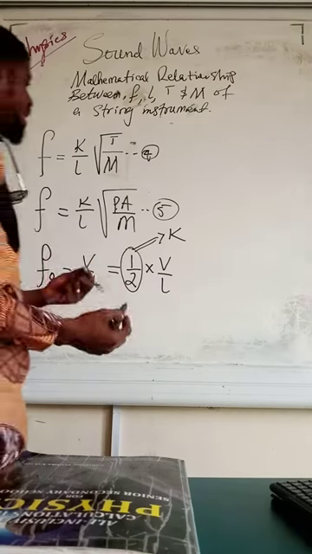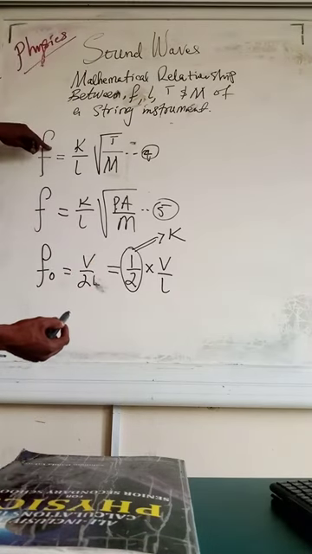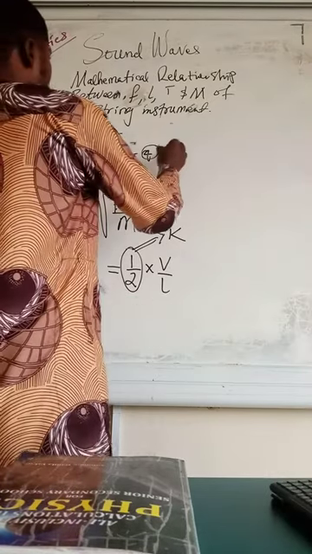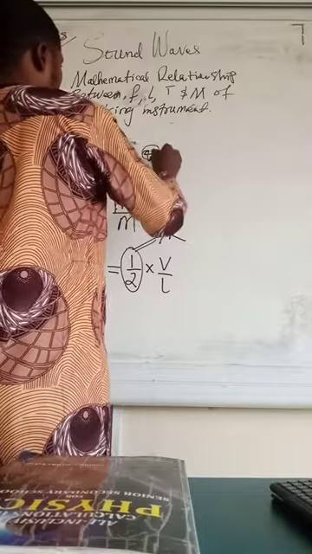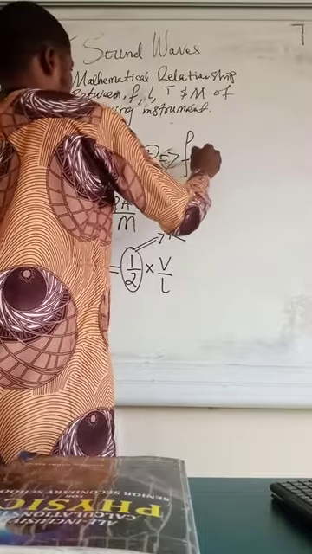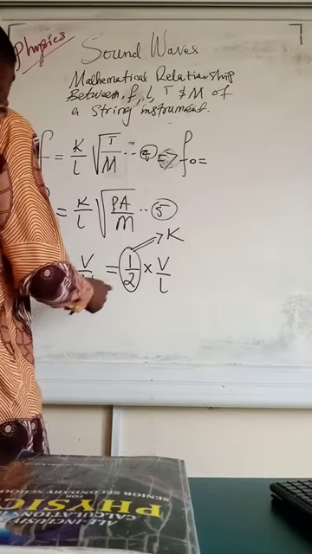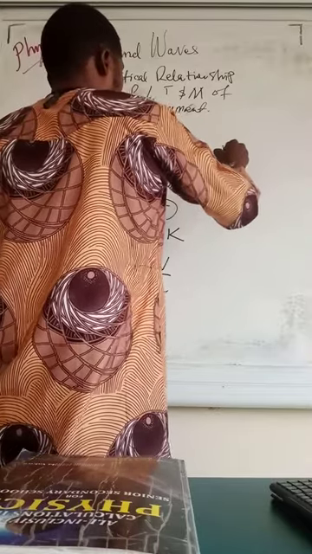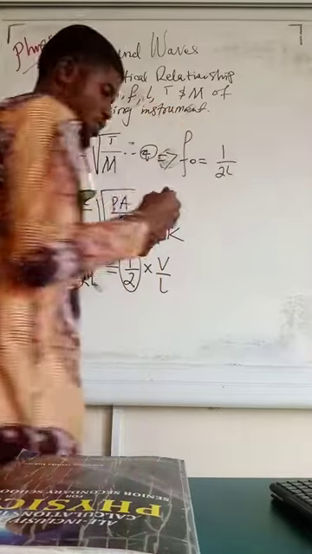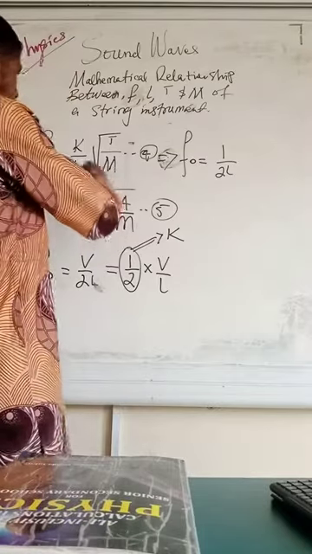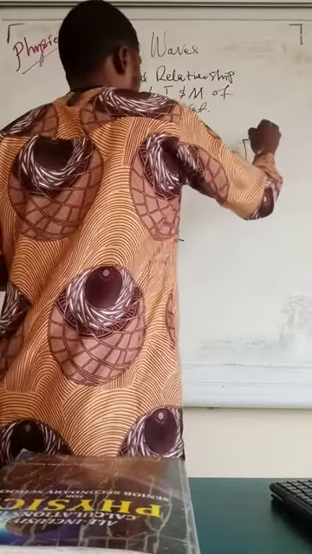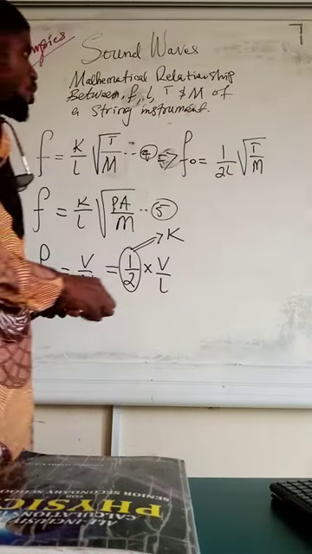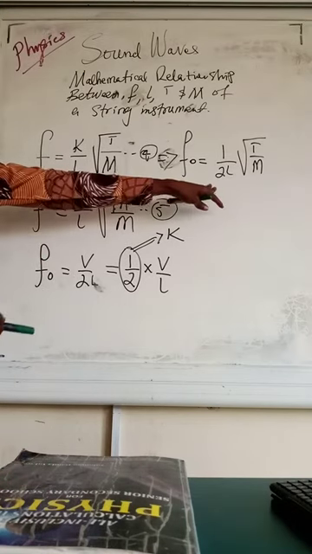So if we want to write this equation for the string, for the fundamental mode of vibration, F naught can be written as 1 all over 2L, or you can write as follows: 1 over 2L into the root of T over mass. T all over mass. Is that understood?